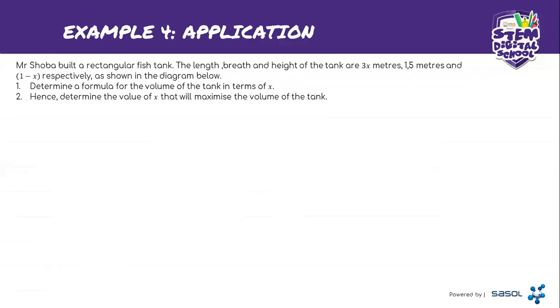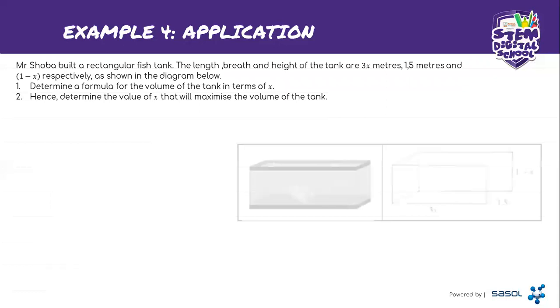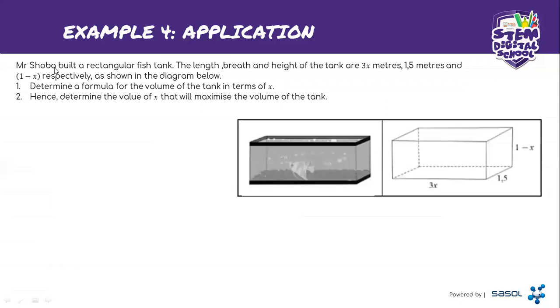Example 4. We're still under application of calculus. It says, Mr. Shoba built a rectangular fish tank. The length, the breadth and the height of the tank are 3x meters, 1,5 meters, and 1 minus x meters, respectively. As shown in the diagram below, we can see from the diagram here what is our length, what is our width and also the height.